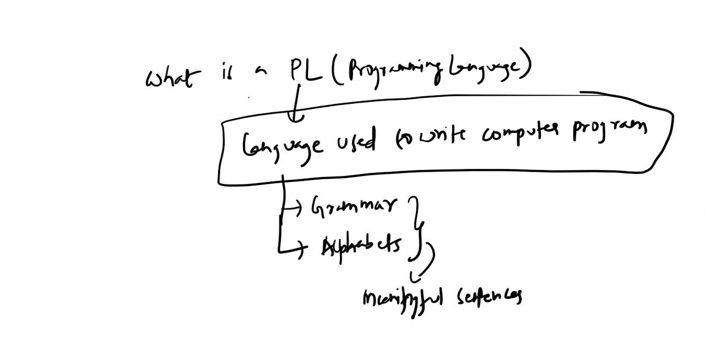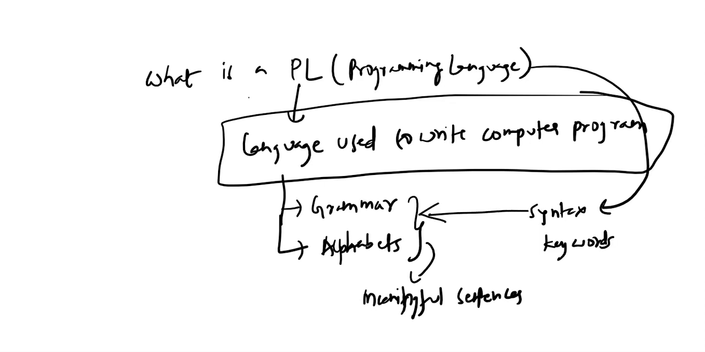In a similar way, programming language has something called syntax and something called keywords. So this syntax basically represents the grammar of the programming language, and keywords represent the alphabet and the valid words of the programming language. So using syntax and keywords, like we form meaningful sentences in our English language, we can form meaningful sets of instructions which are then fed to the computer, and then the computer executes those instructions.